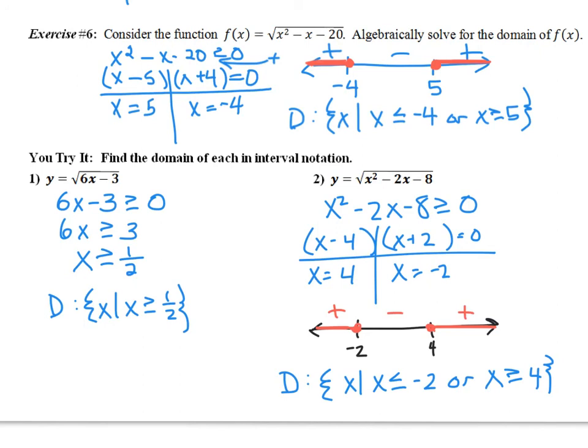For number 2, I see that I've got a quadratic underneath the radical, so I set up the quadratic inequality, x squared minus 2x minus 8 is greater than or equal to 0. I factored it, I found the numbers on my number line, and then I tested a number in each interval to see which intervals worked. The two intervals that worked were the domain, the set of all x such that x is less than or equal to -2, or x is greater than or equal to 4.